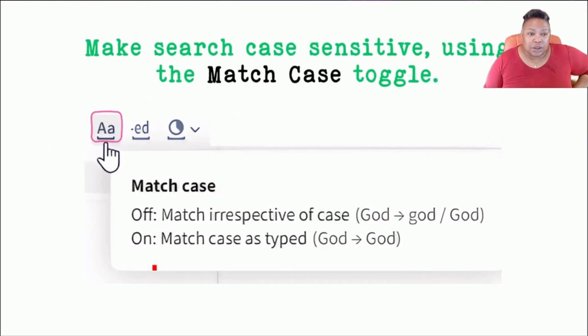You can also toggle on and off if you're going to match the case of what you typed. Off means match the case irrespective. So you get the uppercase God and the lowercase God. On, you match the case as typed. So if you type uppercase G, lowercase od, that's what it finds.